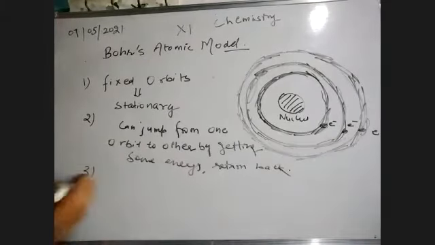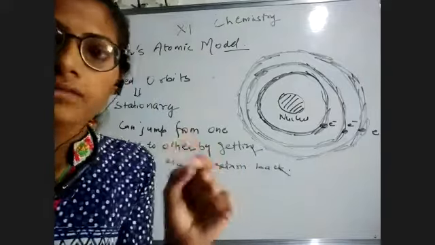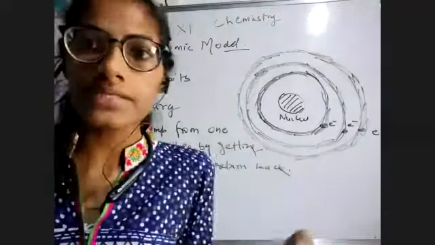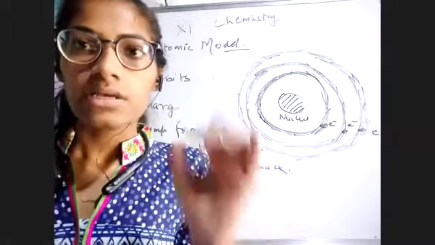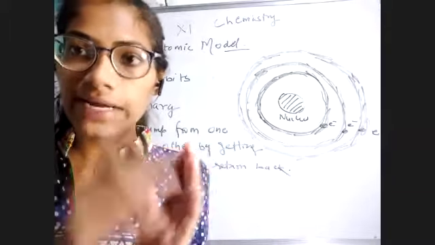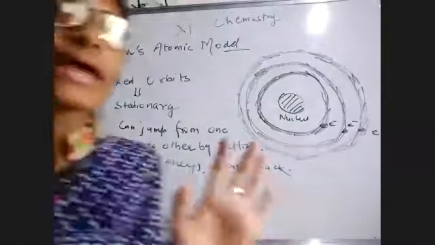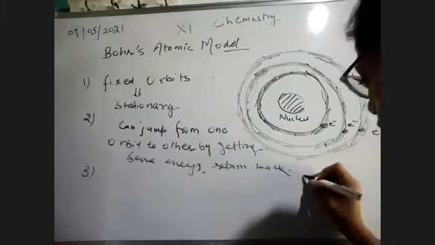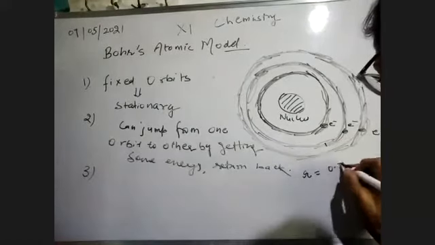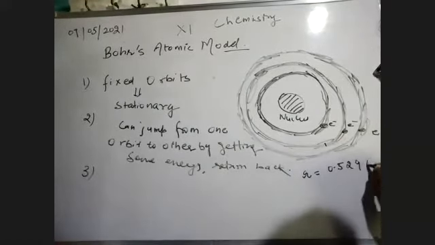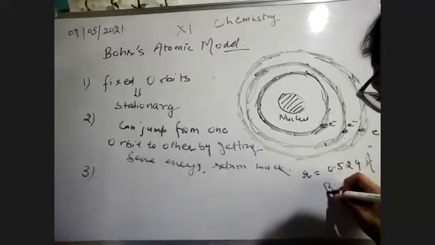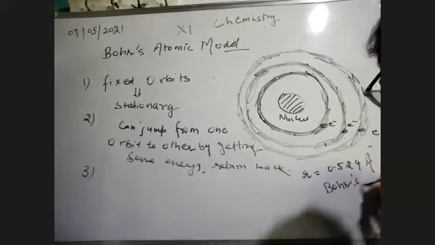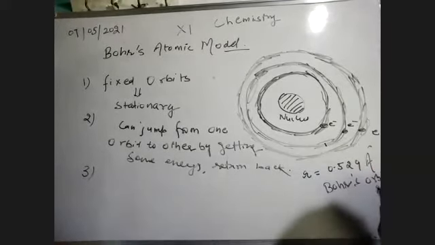Third, he said, as I have already described to you somewhat, that these orbits have somewhat fixed thickness. That means there is a kind of radius involved in this orbit. And this radius is observed to be 0.529 angstrom, which is also known as Bohr's orbit radius.